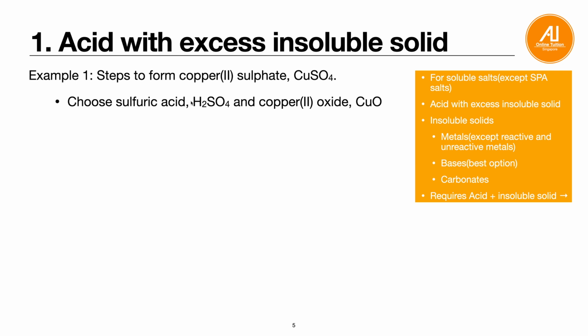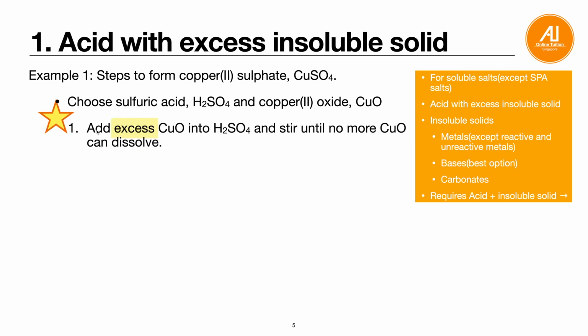Okay, so what acid to use, right? You have to look at the compound you want to form in the end. Okay, so step number 1, you add what? Excess copper oxide, meaning the solid, into sulfuric acid and stir until no more copper oxide can dissolve.